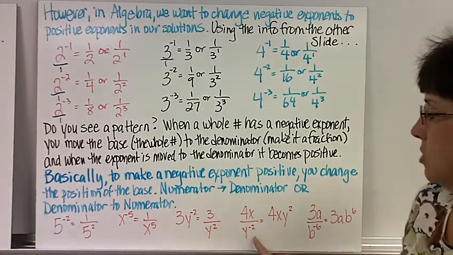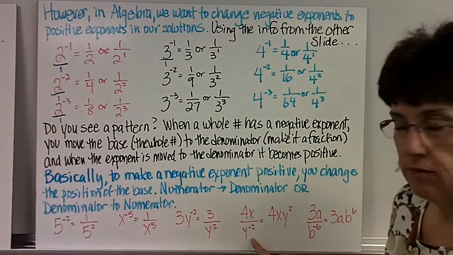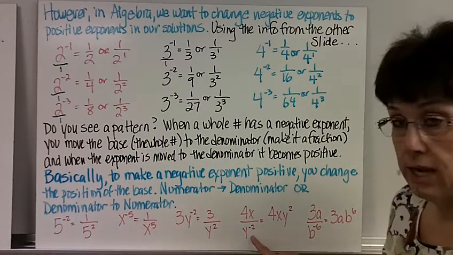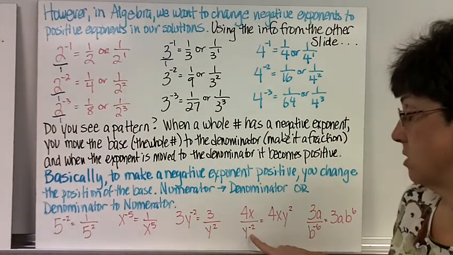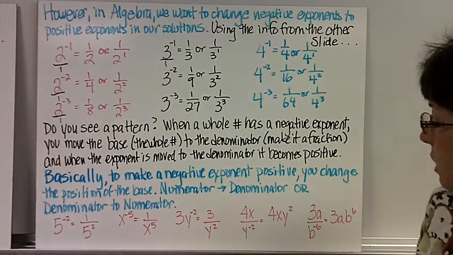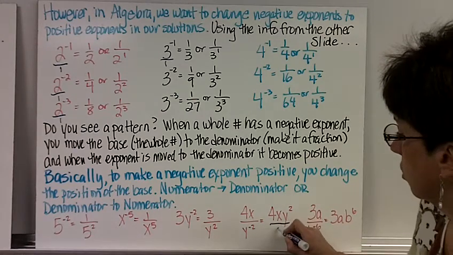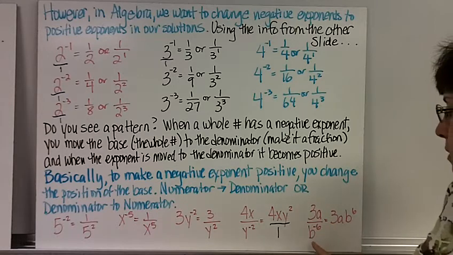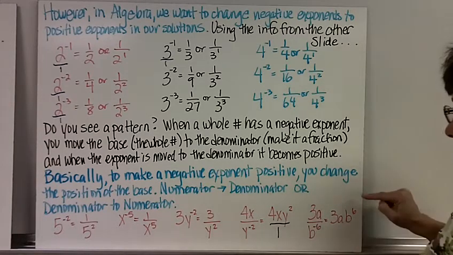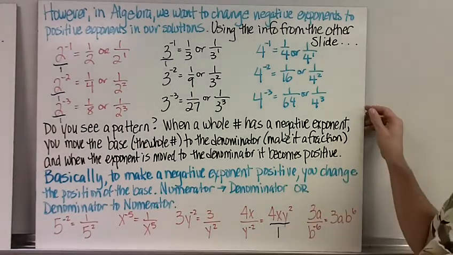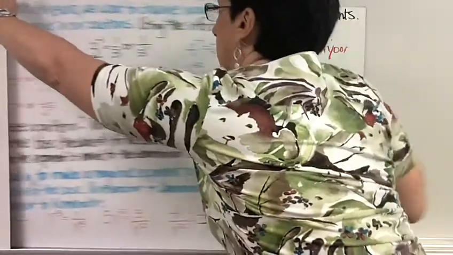How about 4x over y to the negative 2? Well, the 4x stays in the numerator, and to make this negative positive, you have to change the position of the base. This was in the denominator. It moves up to the numerator because you could rewrite this as over 1. We just don't do that. Here's another one. 3a over b to the negative 6. The 3a stays in the numerator, and the b to the 6th comes up and becomes positive when it changes position, when it goes from the denominator to the numerator. All right, let's do one more thing.